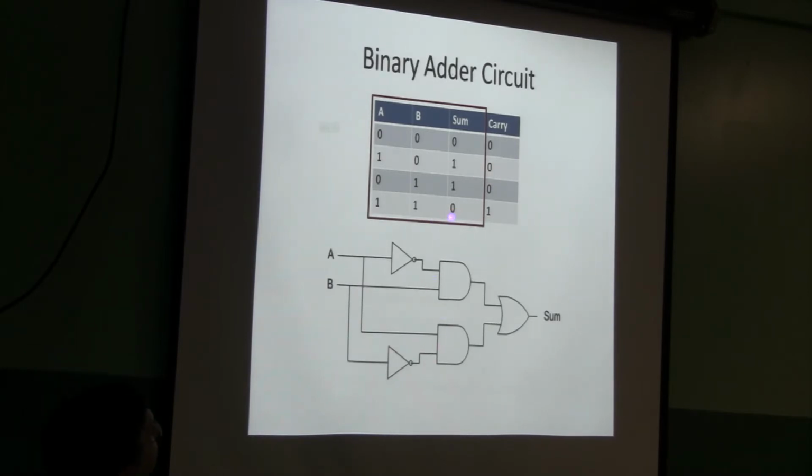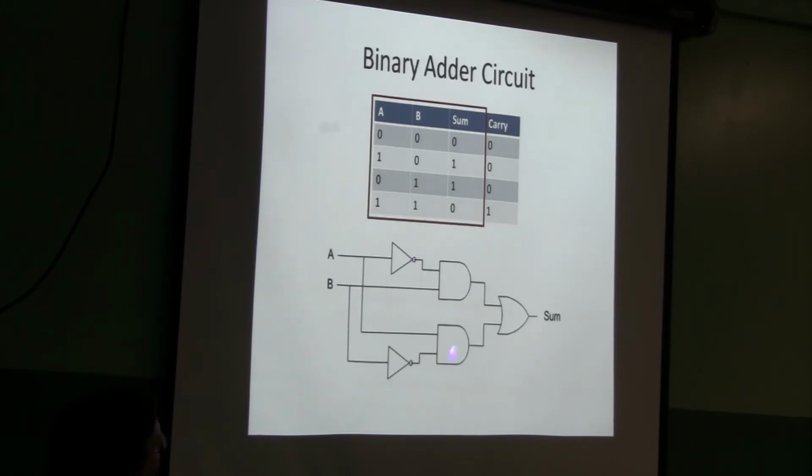In binary, it carries over to the next column. So 1 plus 1 is 2, but in the 1's place, in my binary number system, that would be a 0, and that would carry over to the 2's place, so there'd be a 1 in the 2's place.